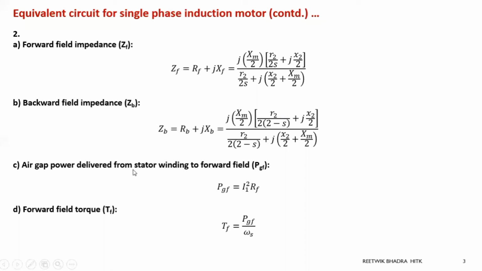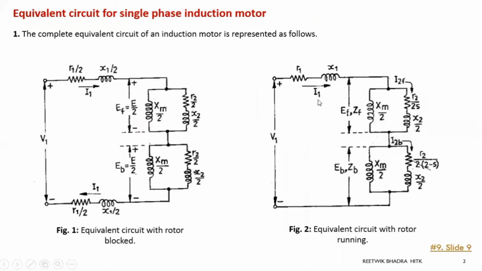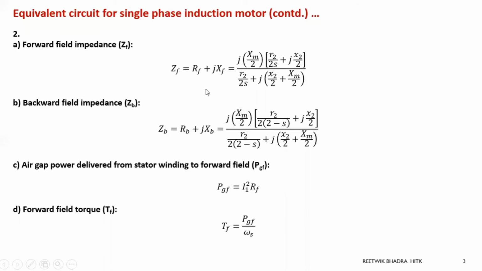So air gap power is delivered from the stator winding to the forward field. From the stator winding, what is my current over here? I1. So I1 square, what is the resistance over here? I1 square RS. So please be careful: your answer will come at an angle theta, but you need it in the form RF plus jXF, because you need to see RF over here.